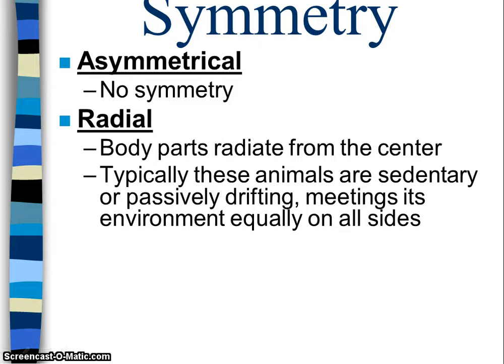Radial symmetry, body parts radiate from the center. So typically these animals are not moving or passively drifting, and they kind of meet their environment equally on all sides. So you can pass a line through a central point in any direction and produce mirror images, kind of like a bicycle wheel. Okay, typically it's a cylindrical body plan. There's a top or bottom side. You don't really have a front or back or left or right.